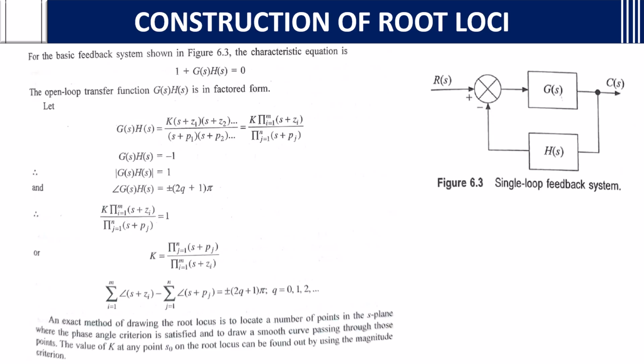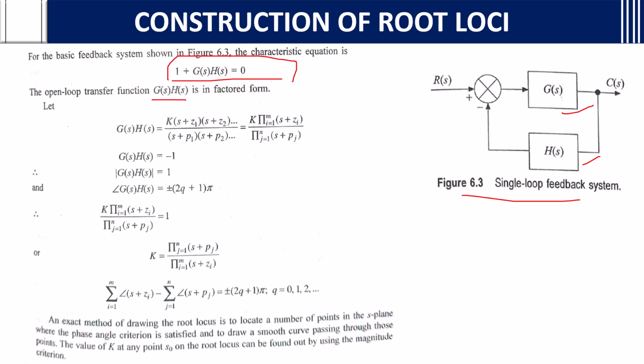For the basic feedback system shown in this figure, it is a closed loop system. The characteristic equation is 1 plus G(s)H(s) equals 0. I have told you this many times. The open loop transfer function G(s)H(s) is in the factored form.